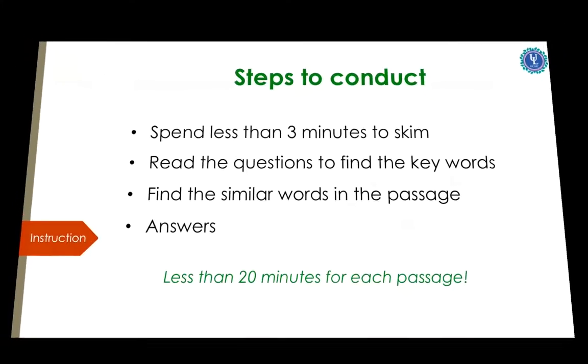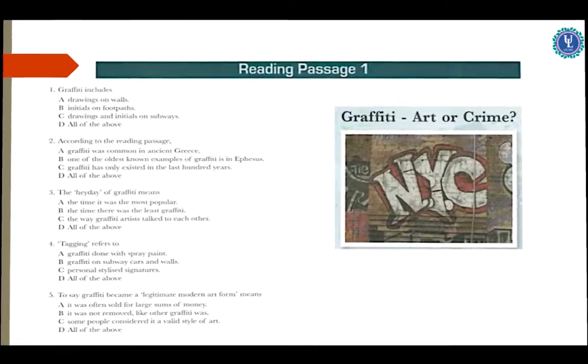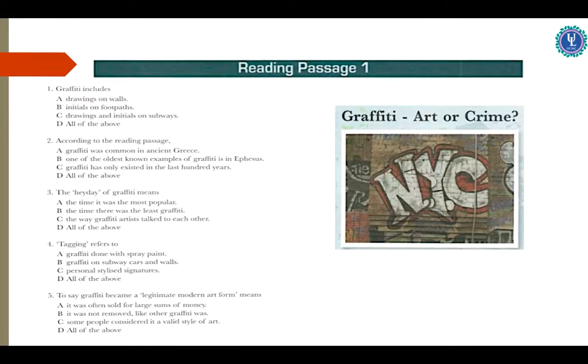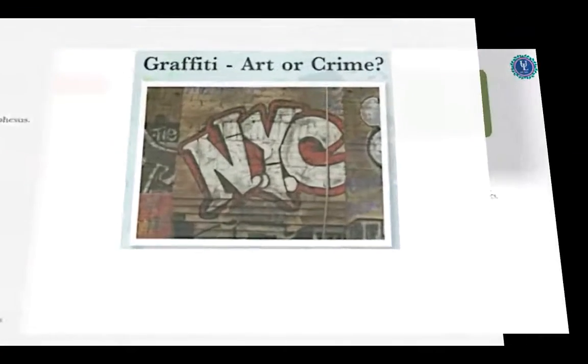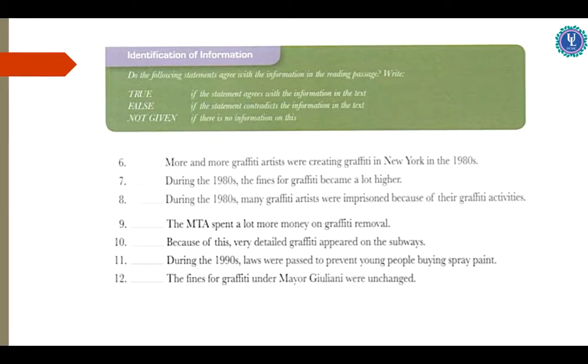Okay, let's go through the answers to the questions in passage 1. It's very easy for you to find the keywords in the questions 1, 2, 3, 4, 5 in the paragraph A and B. When you're done with paragraph A and B, it's time for paragraph C, where you can find the answers to the questions 6 to 12.